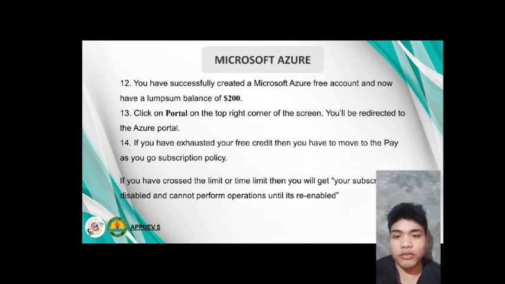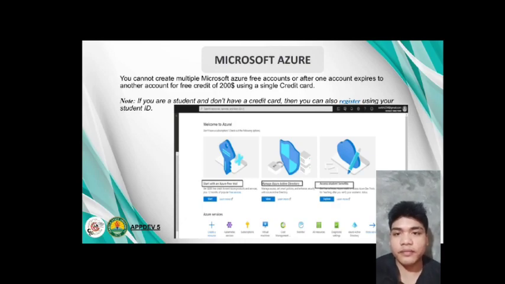Next, click on portal on the top right corner of the screen. You'll be redirected to the Azure portal. If you have exhausted your free credit, then you have to move to the pay as you go subscription policy. If you have crossed the time limit, then your subscription will be disabled and you cannot perform operations until it's re-enabled. Note, if you are a student and don't have a credit card, then you can also register using your student ID.